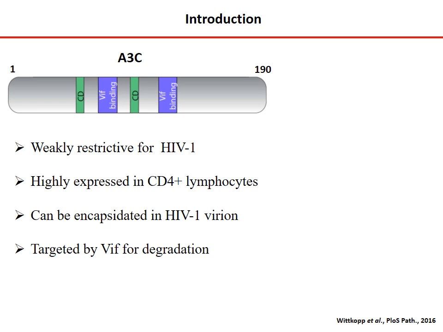The protein of my interest, A3C, has been found in majority of studies to be weakly restrictive for HIV-1. Yet, it is highly expressed in CD4 positive T cells, can be encapsulated in HIV-1 virions, and is targeted by Vif for degradation, suggesting that it has a role in lentiviral restriction. Moreover, it has been reported that A3C has evolved under positive selection in primates in a manner that suggests that A3C has played a role in blocking viruses.